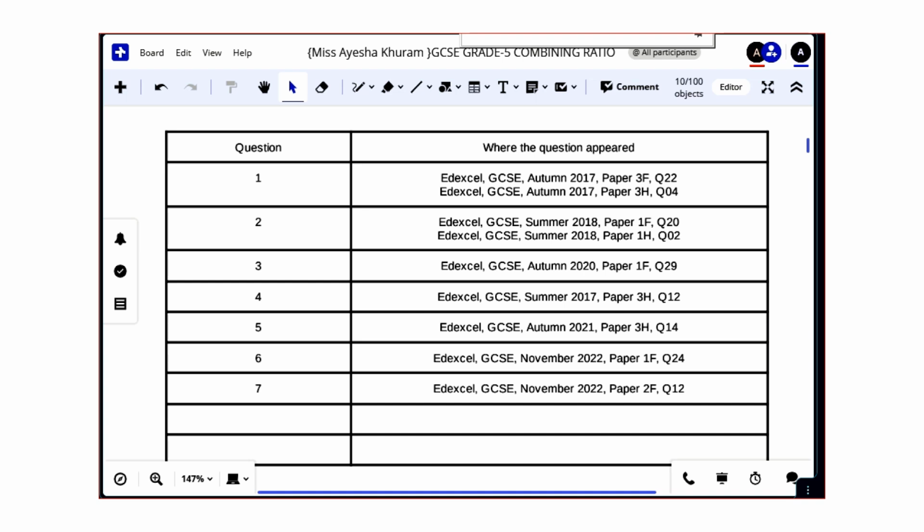In the last video, we talked about GCSE grade 5 combining ratio, like how we combine different types of ratios. But today, in this video, I'm going to do past paper questions on combining ratio. So basically, I will focus on word problems.